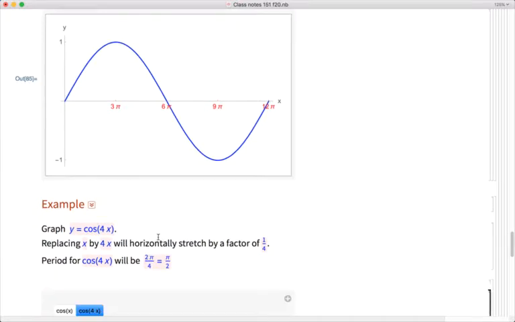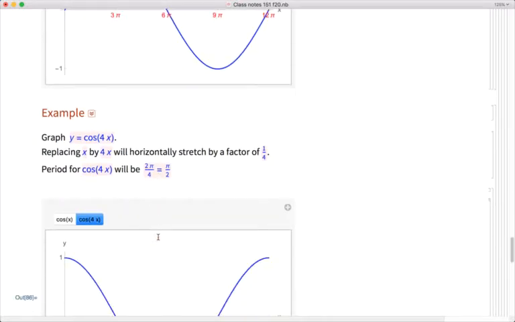All right, let's try another one. I guess we're going to go the other direction now. Now our constant k here is bigger than 1. So what's going to happen when we replace the x in cosine x by 4x is we're going to horizontally stretch by a factor of 1/4. That is, we're going to shrink down by a factor of 4. Okay, so the period for cosine x was 2 pi. The period for this graph will be only 1/4 of that. So 2 pi divided by 4 is pi over 2.